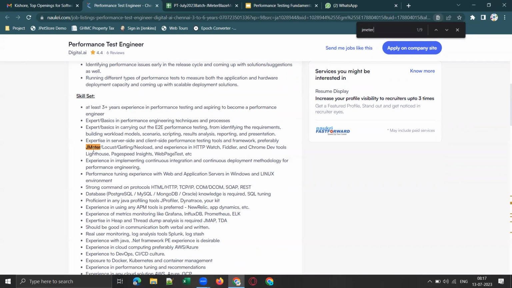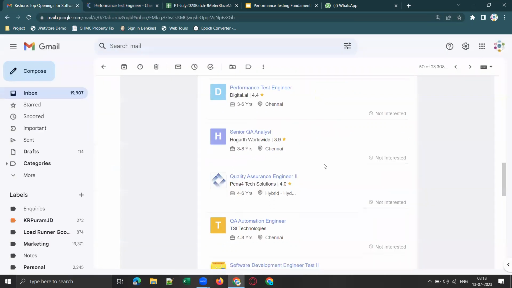You see over here? Expertise in server side and client side performance testing tools and framework, preferably JMeter, isn't it? And NeoLoad. JMeter or Locust or Gatling or NeoLoad, guys. Okay. They are not expecting all the tools. They are asking either JMeter or Locust or Gatling or NeoLoad. Clear? And I'll show you some more openings.